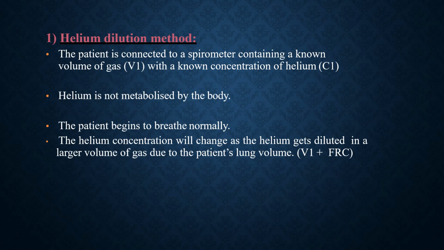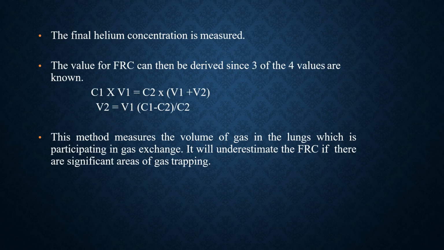So the patient is connected to a spirometer containing a known volume of gas with a known concentration of helium, and helium is not metabolized by the body. So the patient begins to breathe normally. Helium concentration will change as the helium gets diluted in a larger volume of gas due to the patient's lung volume, that is V1 plus FRC. The final helium concentration is measured.